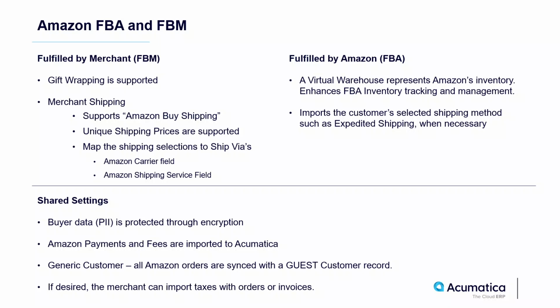Amazon payments and fees are coming in. All of these orders are being associated with generic customers inside of the system. That's really to help protect customer data. And if desired, merchants can import tax information with all their orders and invoices. Some merchants we found decide not to do that. Most of them do. It's up to you. It's just a configuration setting inside the system.